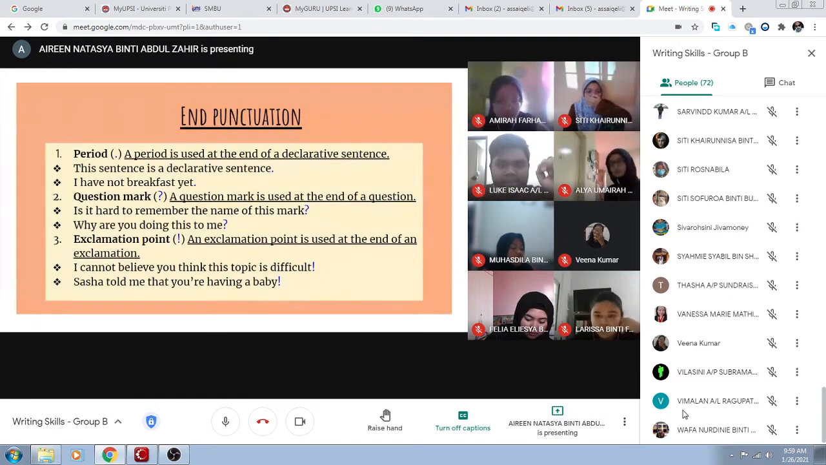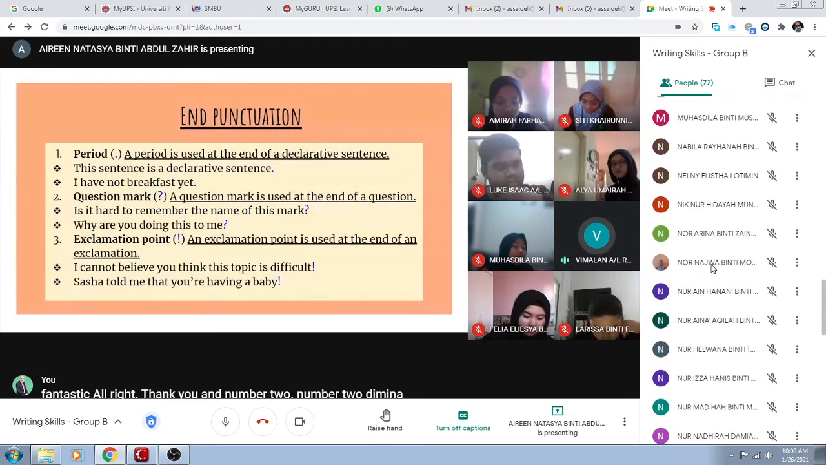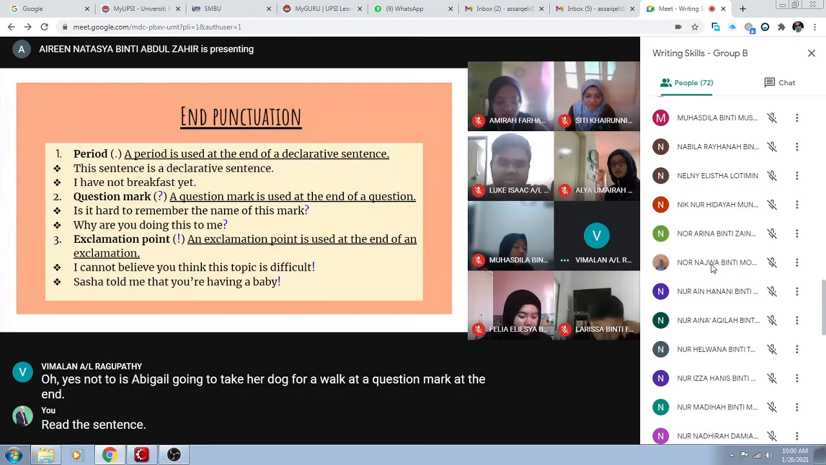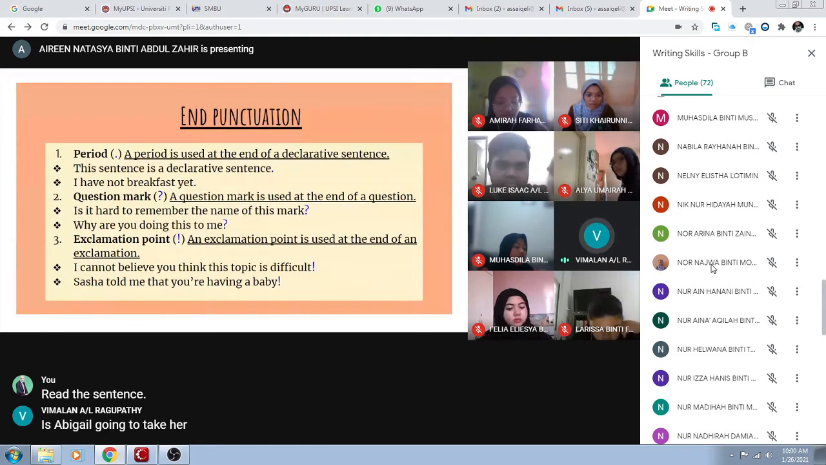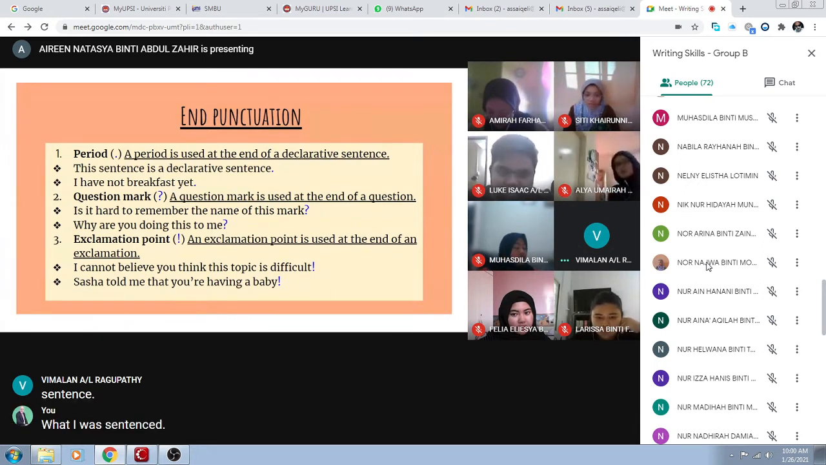Yes, doctor. Is Abigail going to take her dog for a walk? Add a question mark at the end. Read the sentence. Is Abigail going to take her dog for a walk? Add a question mark at the end of the sentence. What type of sentence is this? What type of sentence, please?